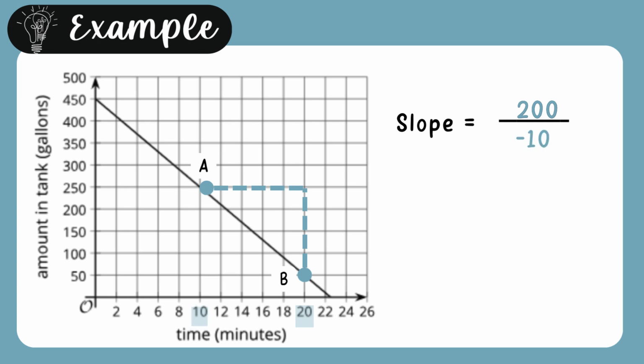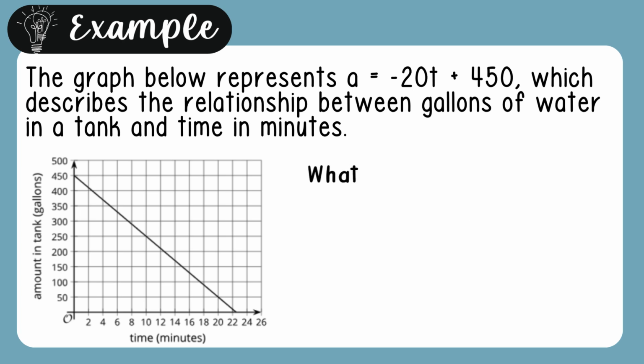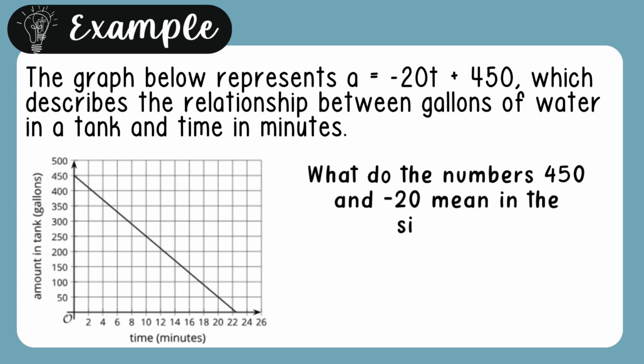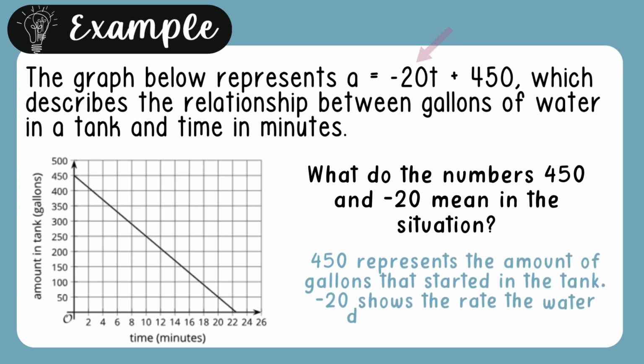So now we can simplify and divide, and we'll get a slope of negative 20. Now that matches the question, and we can say for sure that negative 20 is the slope. So what do these numbers mean in this situation? 450 is the y-intercept, and that will tell us the amount of gallons that started in the tank. And negative 20, which is our slope, shows the rate the water decreased per minute.